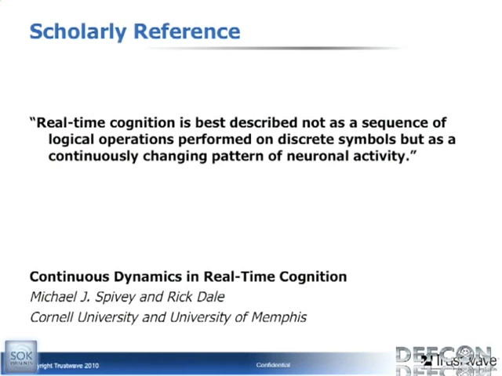Here's the scholarly reference that I think means what I think I'm talking about: real-time cognition is best described not as a sequence of logical operations performed on discrete symbols, kind of hanging in there on that one, but as a continuously changing pattern of neuronal activity. This is Michael Spivey, poor guy, who got cited at DEF CON, and Rick Dale of University of Memphis and Cornell University. There you go. What I take away from that is it's a flow.